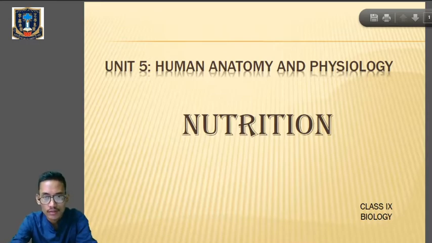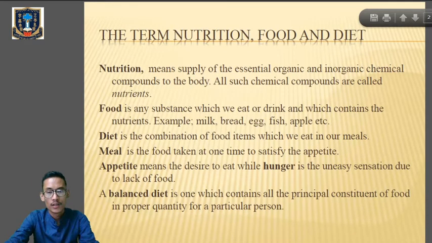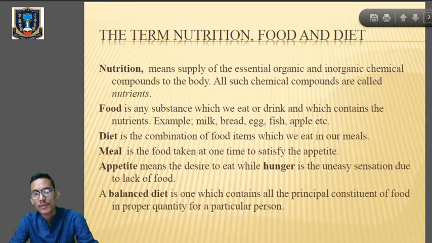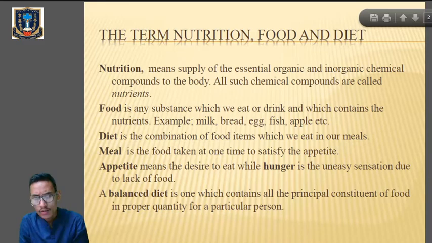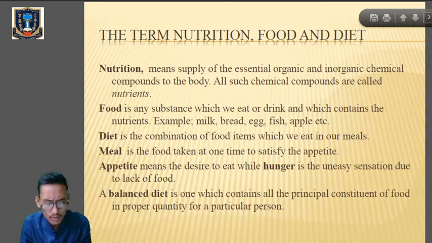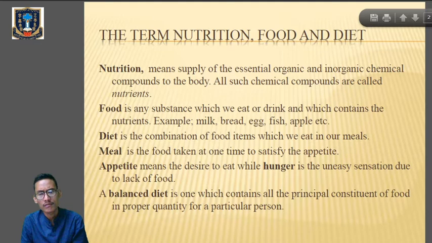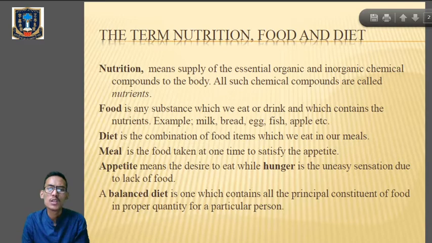Since the chapter's name is nutrition, we have to know the exact meaning of nutrition. So what do you mean by nutrition? Nutrition means the supply of essential organic and inorganic chemical compounds to the body. Now what are those chemical compounds which are needed by the body? It may be proteins, vitamins, salts and carbohydrates. All such chemical components which are needed by the body are called nutrients.